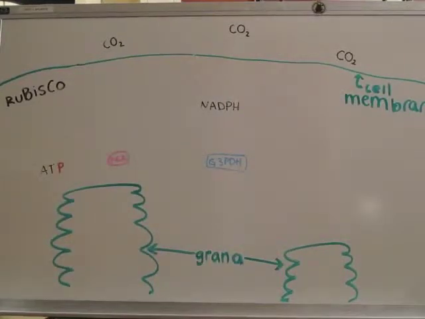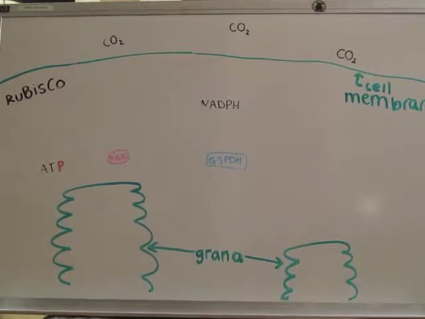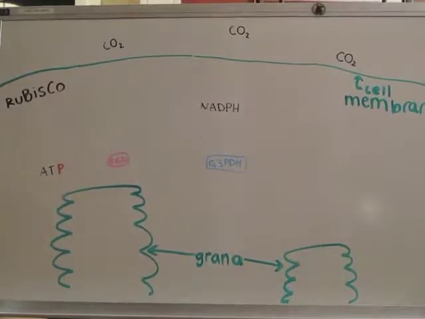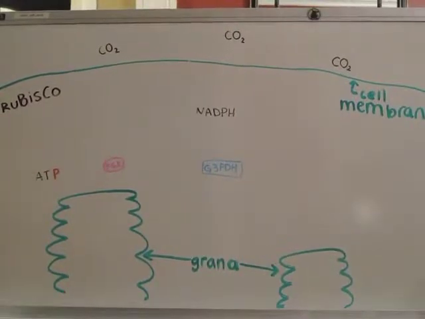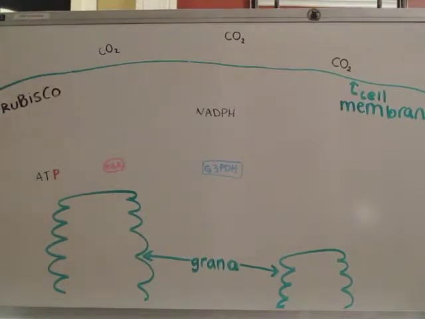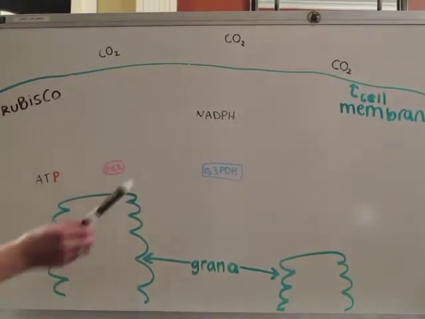The second portion of photosynthesis is the light-independent reactions, also known as the dark reactions or the Calvin cycle. Occurring in the stroma, the Calvin cycle builds glucose using CO2 from the air, a molecule called rubisco, and the products from the light-dependent reactions, ATP and NADPH.